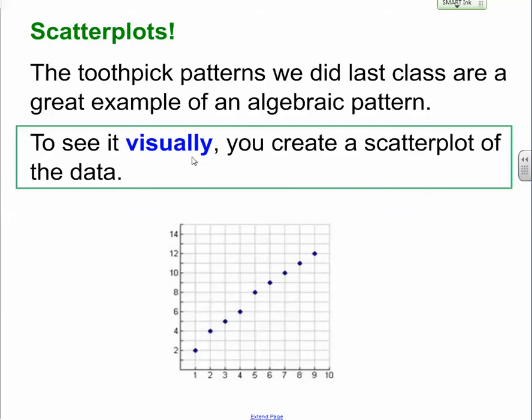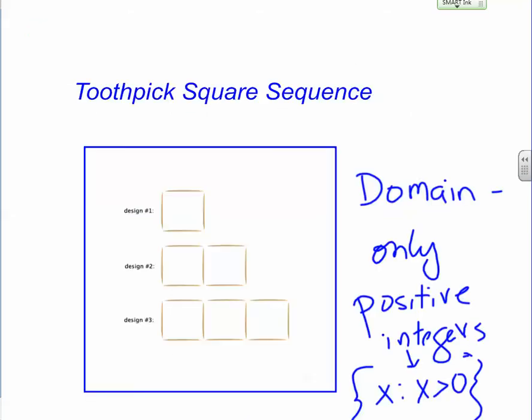To see visually, we created a scatter plot of your toothpick data. These were the patterns, and really the big idea to think about is what was the domain, what was the term number for each of these, and they were only positive integers. So we had the first term, the second, the third. There's no such term as the 0th term or a negative term or a 1.5 term. So the domain, the x value, the term number are only the positive integers.